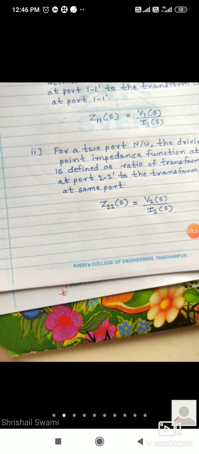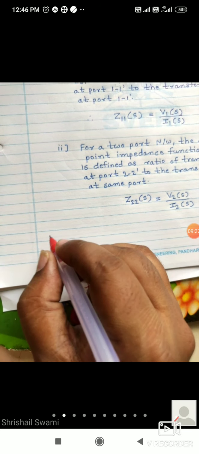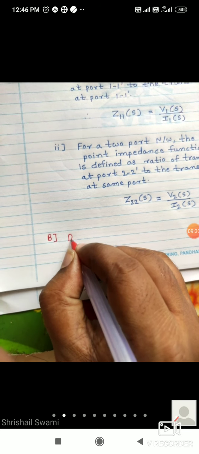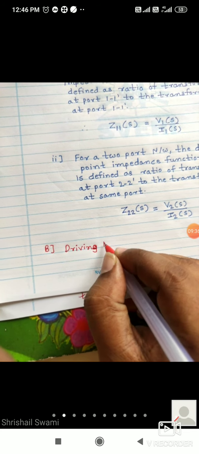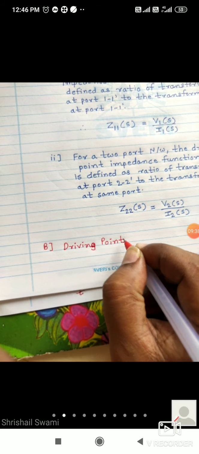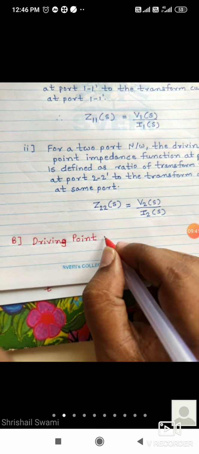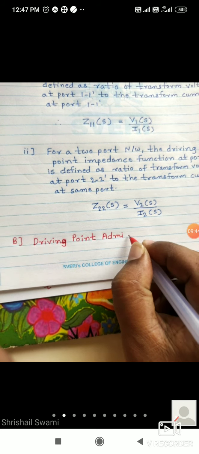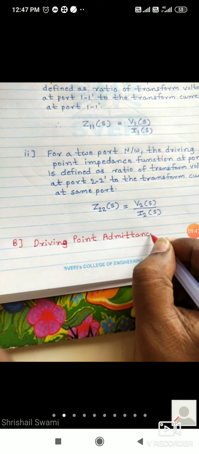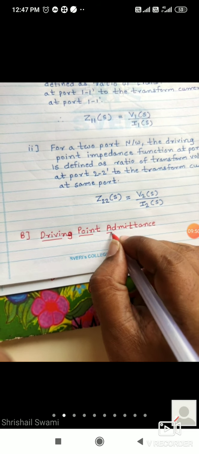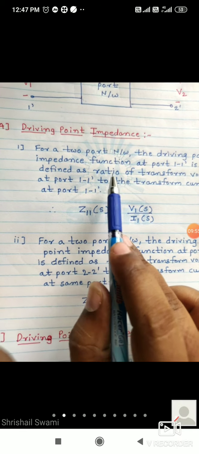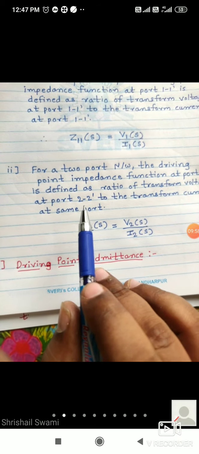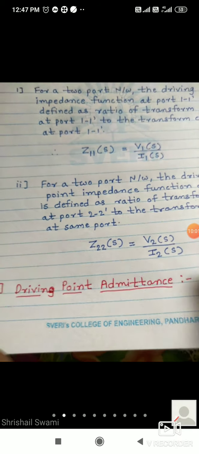Okay, so next point will be B point, that is driving point, what will come now? What will come? Anyone? Driving point admittance. Very good. Driving point admittance function, you can say. Now again there will be the two types. One is for input port, that is 1 dash, and second one is for port 2 dash. Okay, we'll start now for first port.